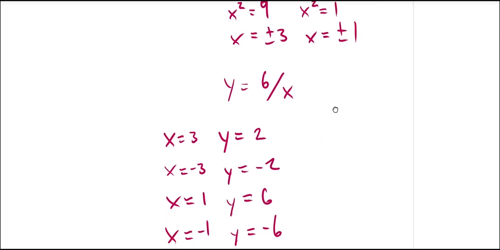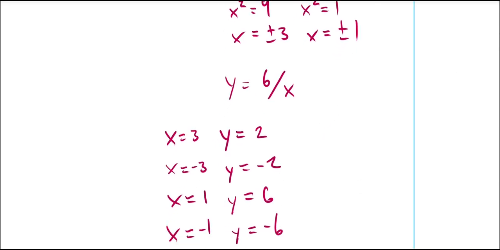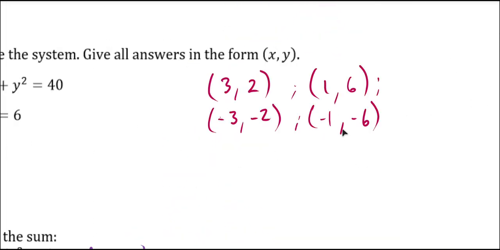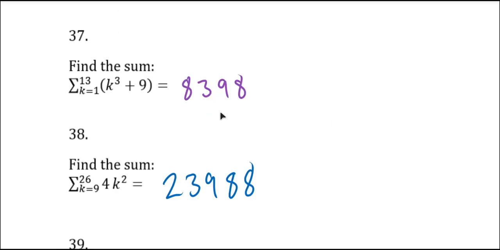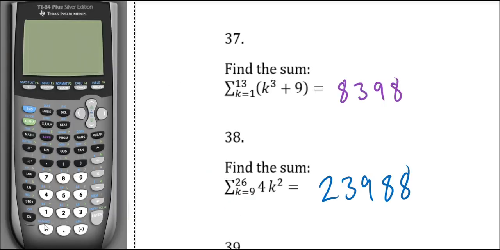Plugging in each one of those 4, we get 4 corresponding solutions for y, and so these 4 become our answers to the system. Questions 37 and 38 are about finite sums. So let's talk about how we might acquire these numbers. There's 2 ways that come to mind for me.